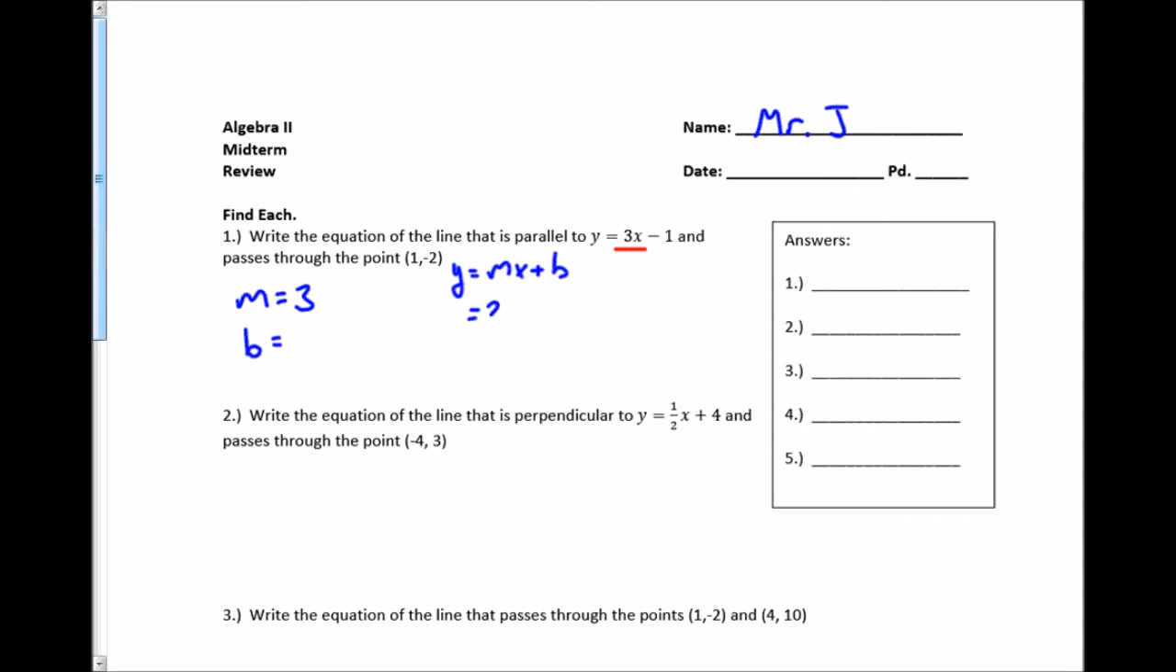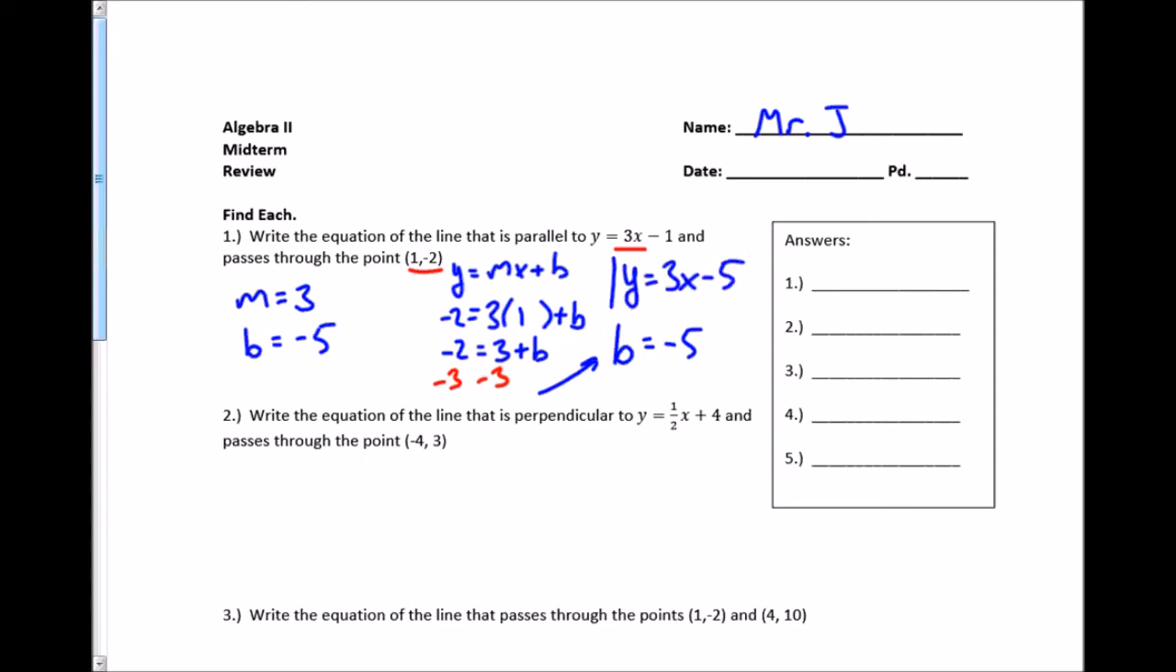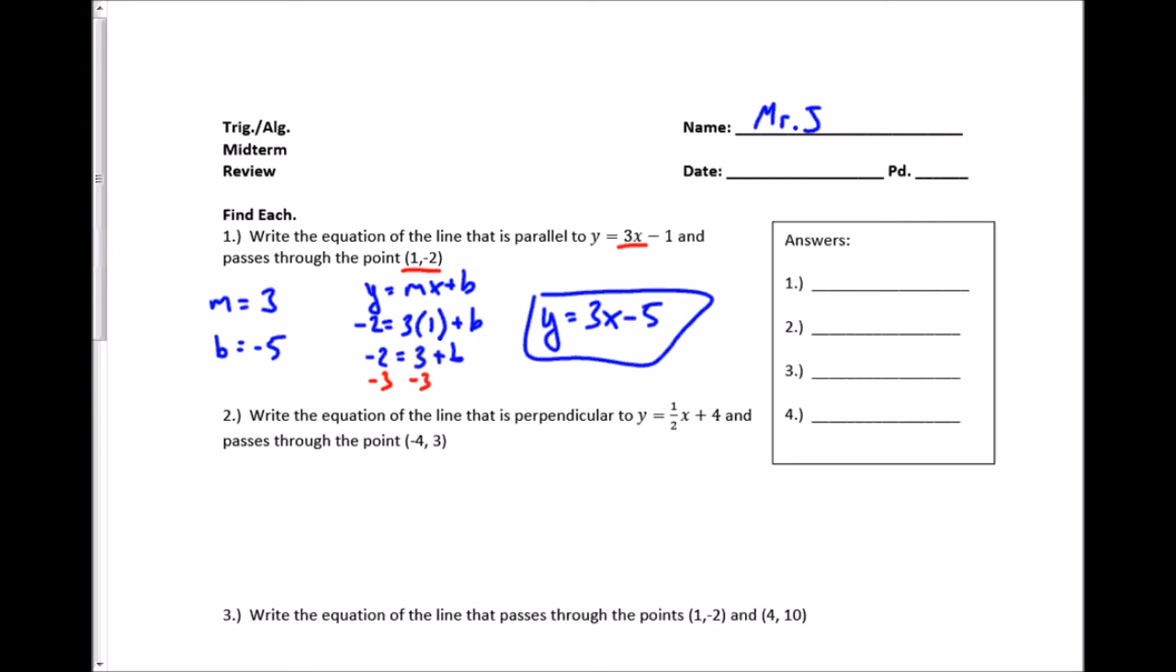I know that the slope is a 3. I know that the x and the y value are right here. It's this ordered pair that we're given. So I plug a 1 in here, negative 2 in here, and I just have to solve this for b. So I subtract the 3 from each side, and I find out that b equals a negative 5, which means my equation is y equals 3x minus 5. And that's it.